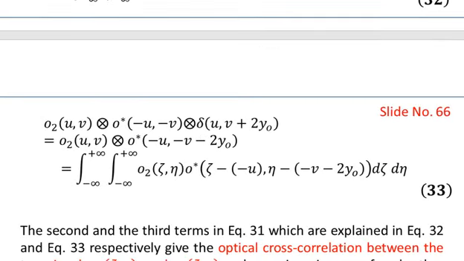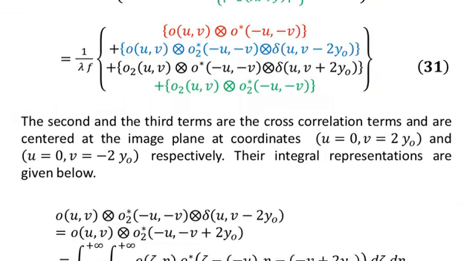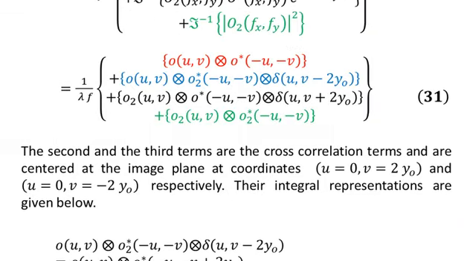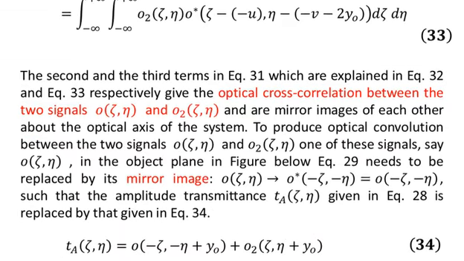Similarly, we are going to give the integral representation of term number 3 in equation number 31. So this is the integral representation of term 3. Again, here we are going to convolve O2 star with the delta functions as shown in the second step, and in the third step we have shown the integral representation of the convolution of O2 with O star, as given in the last step in equation number 33.